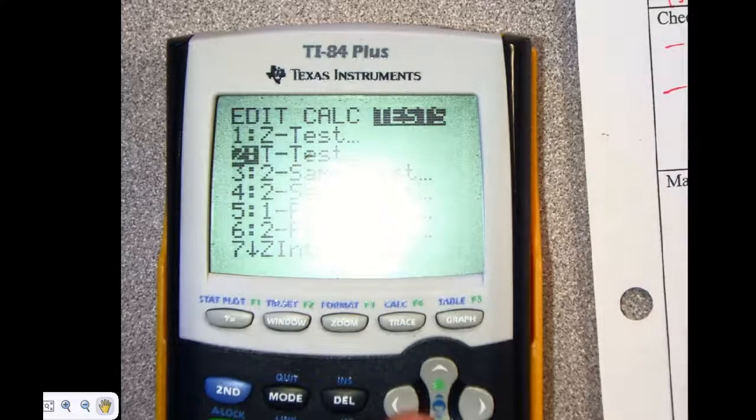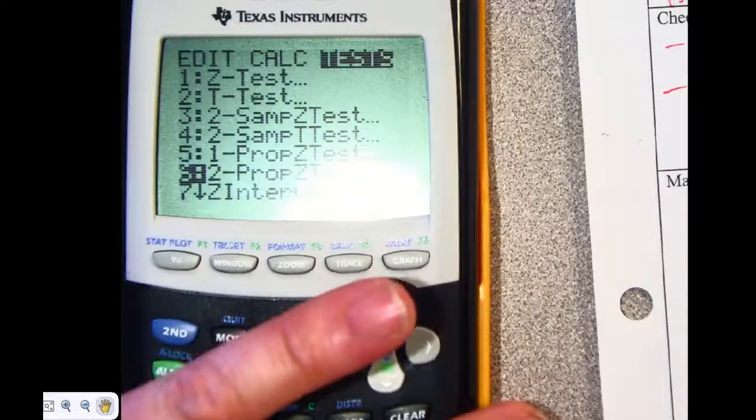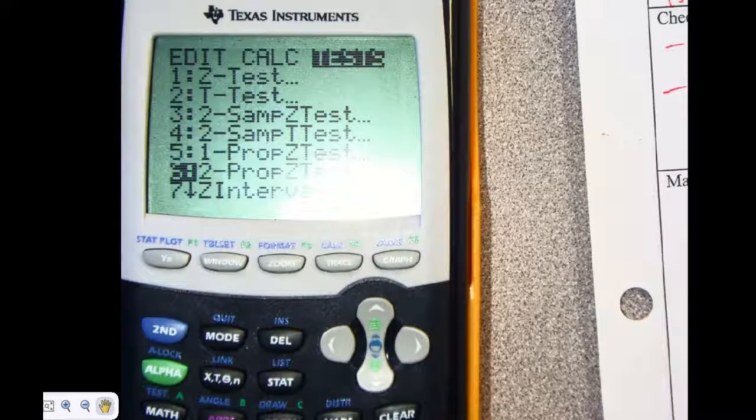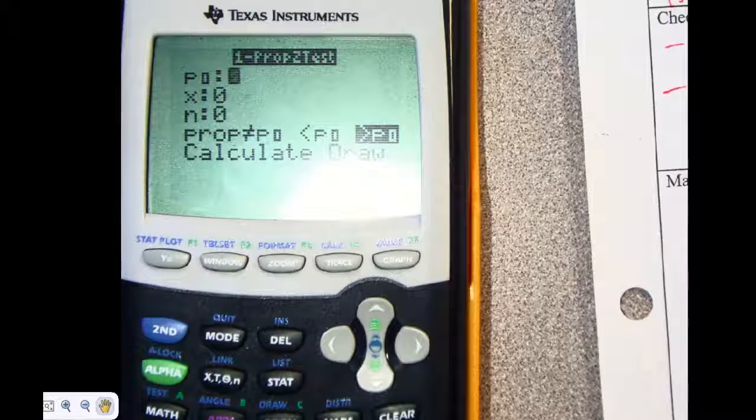So stat tests, now here you will never use Z-test. Z-test is redundant, you're testing something you already have information for. We will use one prop Z test though. I don't like the way the calculator sets it up, but they didn't ask me what I thought. So one prop Z test. Now this is a little different than what you might expect. P sub 0 is the P that goes with H naught. So that's 0.8.